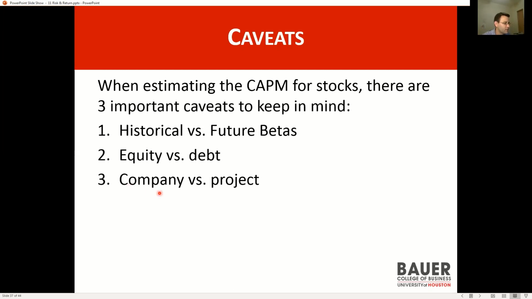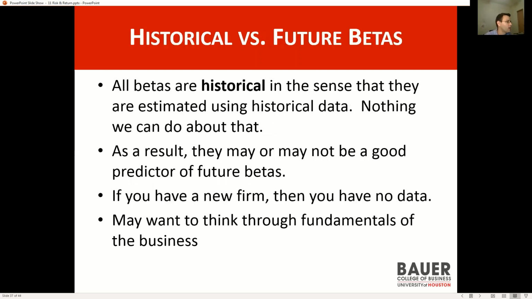And then along those lines, when we use equity, we're estimating it for the entire company. Right? All the company's equity gets embedded in the stock price, which is what we use to estimate CAPM. If the company has multiple divisions with different levels of systematic risk, then that company-wide measure is not going to be appropriate for each of those individual projects. Okay, so let's focus on those one by one.